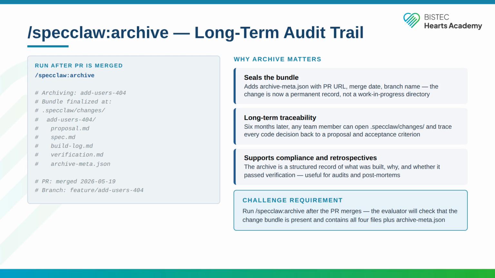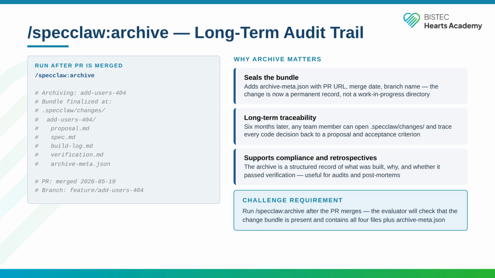/SpecClaw archive runs after the PR merges. It adds an archive-meta.json file to the change bundle containing the PR URL, the merge date, and the branch name. That addition seals the bundle. It transitions from a work-in-progress directory to a permanent record.